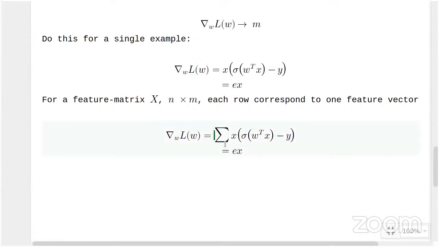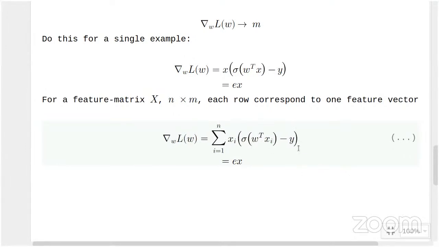Now, if I call the data points x1, x2 till xn, this simply becomes the sum from i equal to 1 to n of xi times (sigma of W transpose xi minus yi). It's just a summation of the data point times the error for the data point. That's the expression for the gradient.